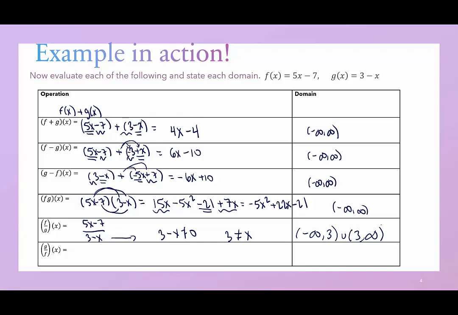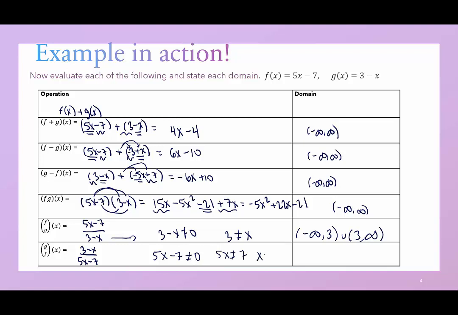And our last example of this first example, we have the other quotient function, g over f. Now we have 3 minus x divided by 5x minus 7. Again, we can't simplify this. We can't factor anything. That just is the quotient function. We have a new restriction because now we have a denominator of 5x minus 7, and that is not allowed to be 0. I add 7 to both sides, so I get 5x can't equal 7.